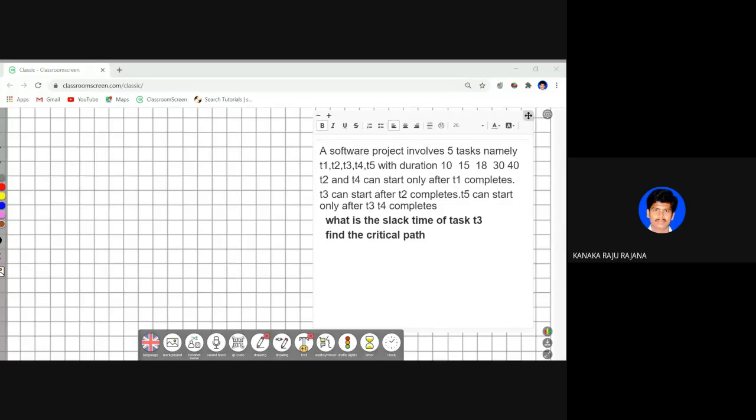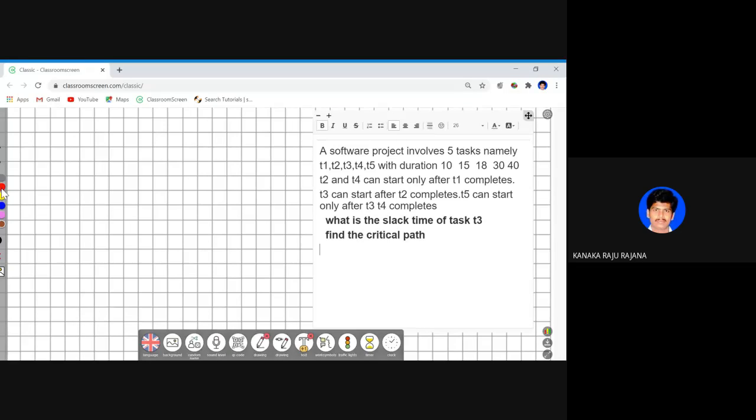Fine. Now the question is here, how to plot the network diagram. I'll read out the step number 1. Okay, please cross check whether you have fulfilled your task properly or not. So a software project involves 5 tasks, namely T1, T2, T3, T4, T5, with the durations they have given. Now you need to read out this. T2, T4 can start only after T1 completes.